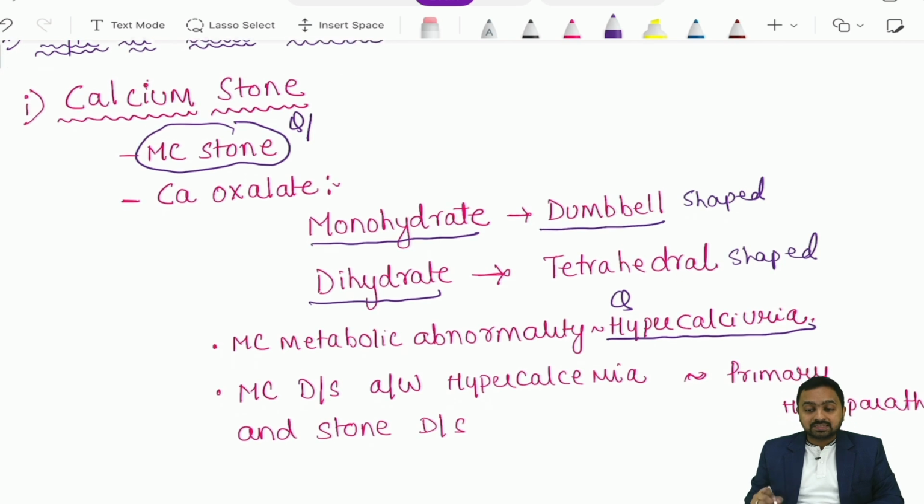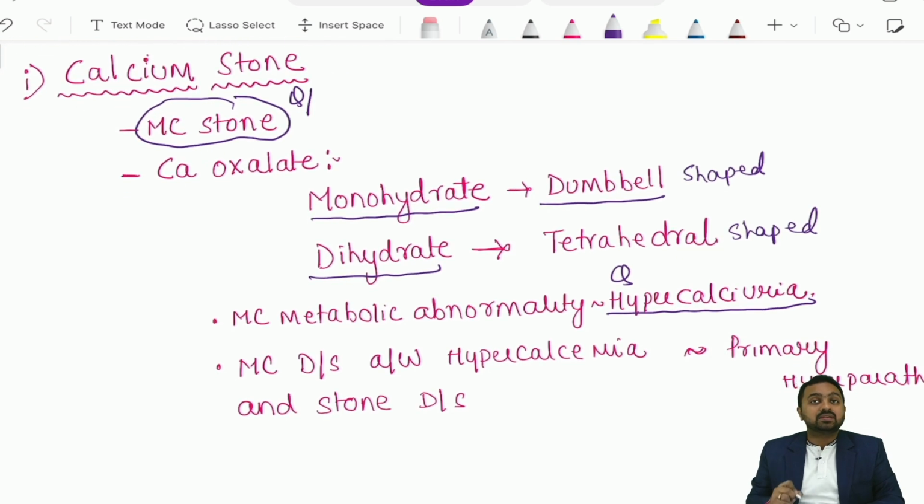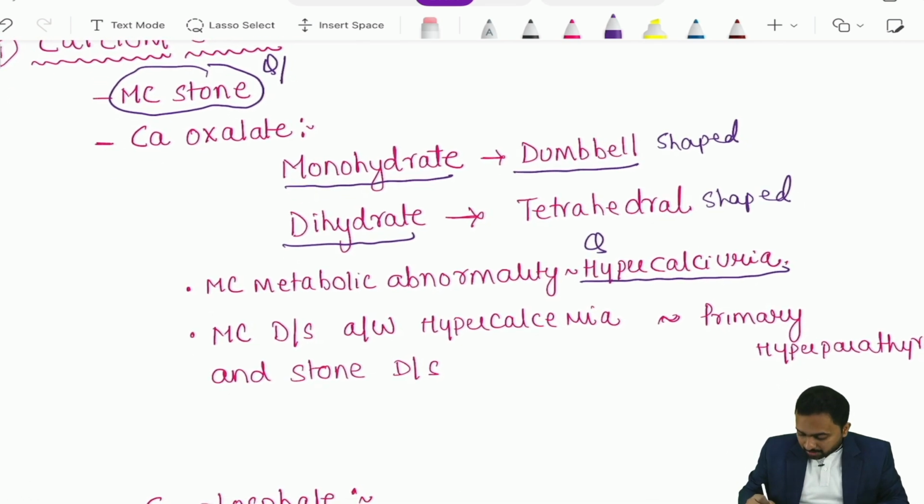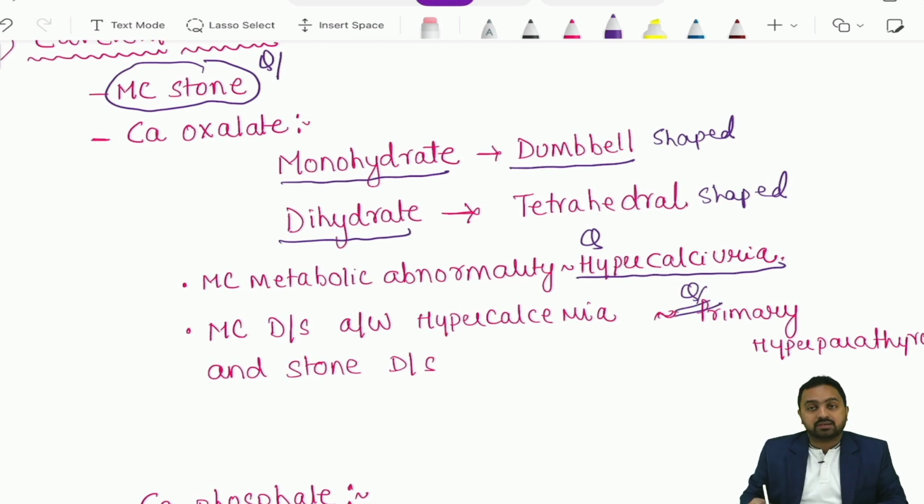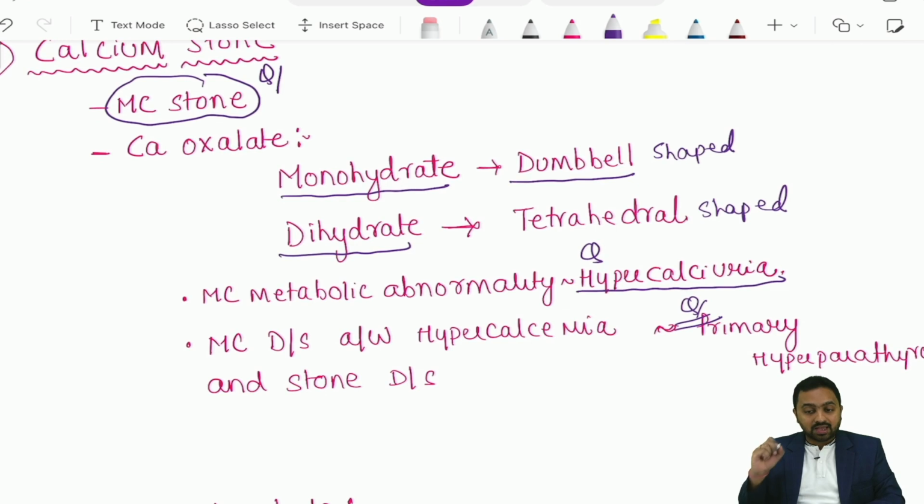Now, the most common metabolic abnormality which is associated with your renal stone is your hypercalciuria, and your most common disease associated with hypercalcemia and your stone disease is your primary hyperparathyroidism. So, these are your important one-liners which you should not miss before going for any exam. Your most common stone is your calcium stone, the most common metabolic abnormality is your hypercalciuria, and your most common disease associated with your hypercalcemia and stone disease is your primary hyperparathyroidism.